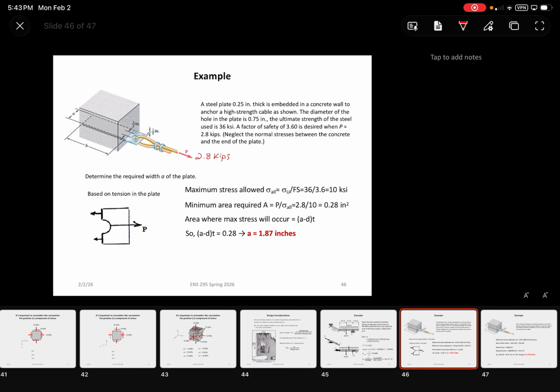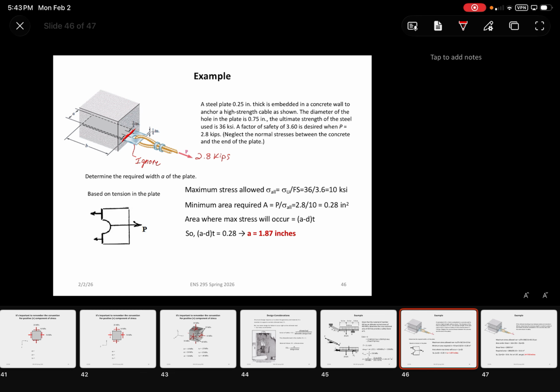All right, now we want to neglect the normal stresses between the concrete and the end of the plate. So basically, all we want to consider are the stresses of this embedded region here. So all of this, ignore. That's an entirely separate part of the problem. You would need to consider the additional stresses around the hole itself, which is an entire project in itself. So we're only considering what the stresses are built into the plate itself.